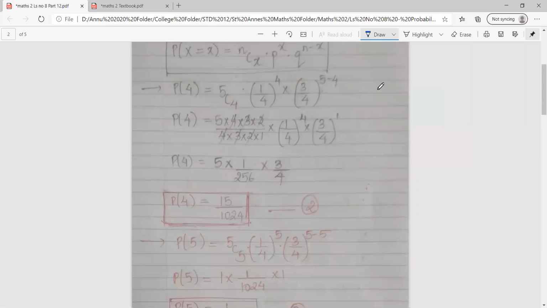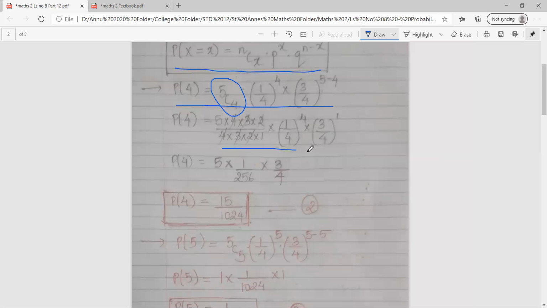Before finding P of 4, first we'll put the basic formula. So what's the basic or the general formula? Probability of X is equal to NCX into P raised to X into Q raised to N minus X. So first I'll find out probability of 4 by substituting the values like this. So as you can see here, there is 5C4. So I'll open 4 values on the top. So 5 into 4 into 3 into 2 upon 4 into 3 into 2 into 1, into 1 upon 4 raised to 4, into 3 upon 4 raised to 1.